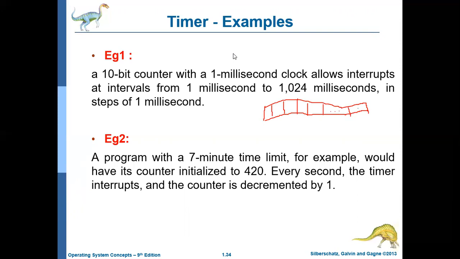What is the minimum value it can store? The minimum value is when all these 10 bits are 0. And the maximum value is when all these 10 bits are 1. If all the 10 bits are 0, then the value is 0. If all the 10 bits are 1, then the value is 1023.